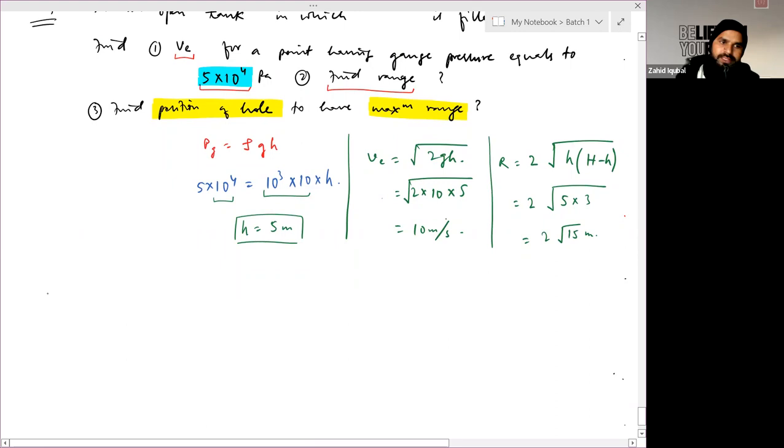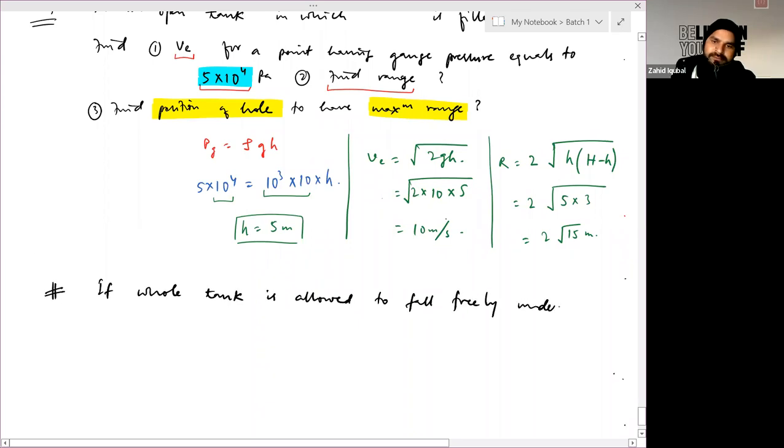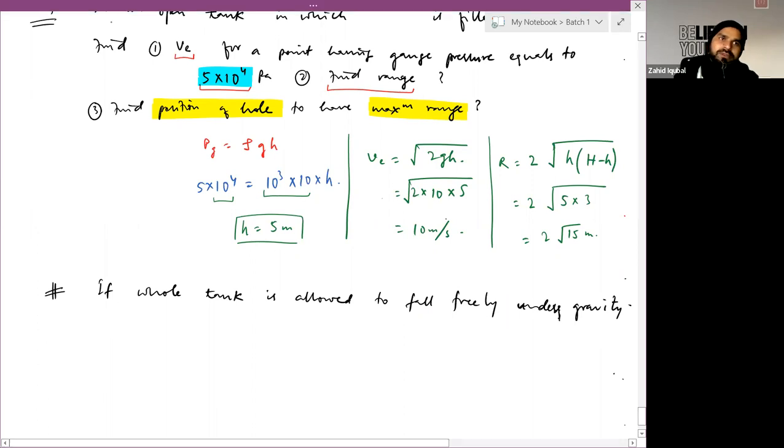Now there will be a question related to this. If the whole tank is allowed to fall freely under gravity, then what will happen to its velocity of efflux?